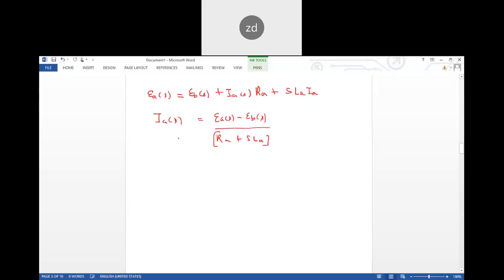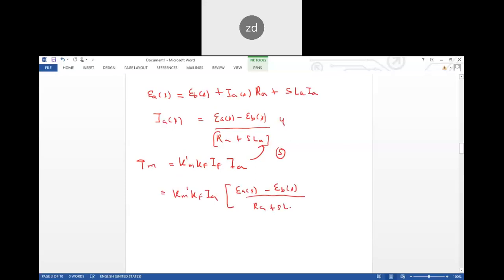But what was the torque value? The torque value that we generated in the previous slide was equal to Km dash Kf If into Ia. So this value of Ia from equation 4 we can substitute in equation 5. This value of Ia would be Km dash Kf If, and this value is equal to Ea(s) minus Eb(s) divided by Ra plus sLa.